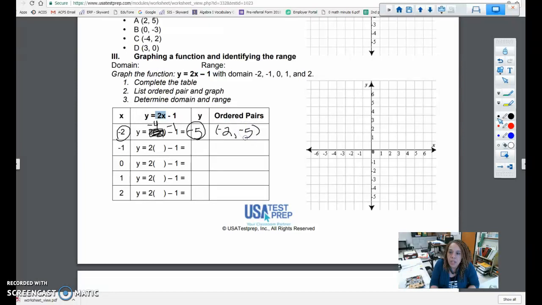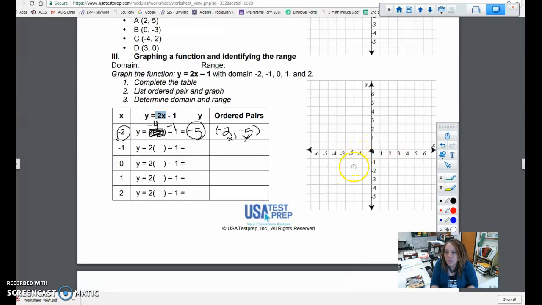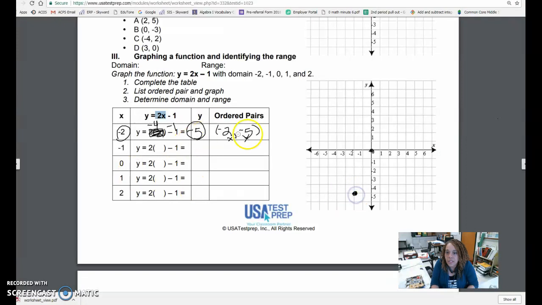Negative 5. The way that would look over here is I'd come over. This is my x and my y. So again, starting at the original spot, or origin, my x tells me I'm going to go backwards 2. Boom. And then am I going to go up or down? In this case, I'm going to go down 5. Oops, down 5. 1, 2, 3, 4, 5. And that's that point marked.